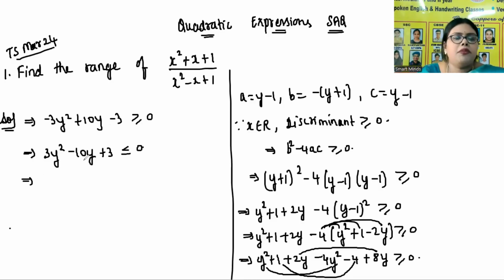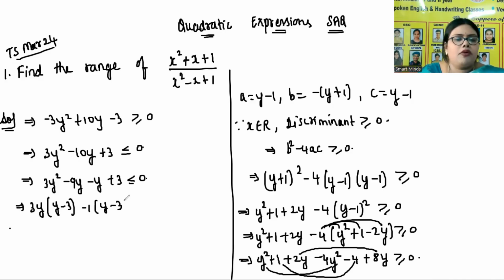Now we have to split the middle term. How should we split such that if you multiply them, you get 9, and if you add or subtract, you get minus 10? So 3y square minus 9y minus y plus 3 less than or equal to 0. So I split this minus 10y as minus 9y minus y. Now if I take 3y common, we will get y minus 3. If you take minus 1 common, you will get y minus 3 less than or equal to 0. Now if we take y minus 3 common, we will get 3y minus 1.